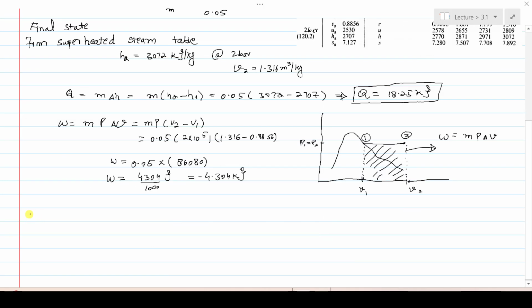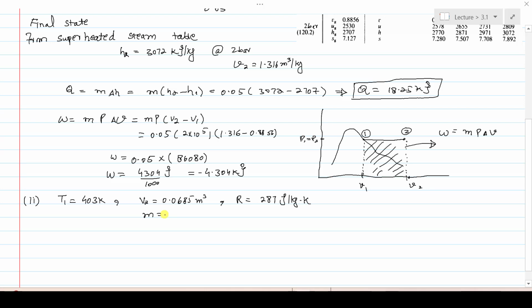Now come toward the second condition, in which the fluid is air instead of steam, and its initial temperature was given, that is 403 Kelvin. Also in the statement it was given the volume is 0.0658 meter cube. The R value for air is 287 joule per kg Kelvin. The mass of the air present is 0.05 kg. Now from the general gas equation, P2 V2 is equal to MRT.